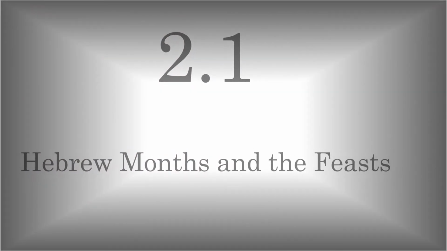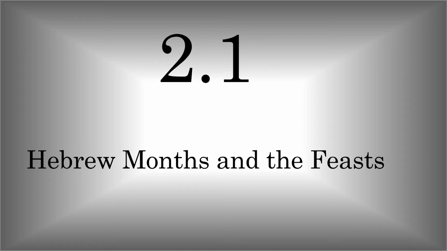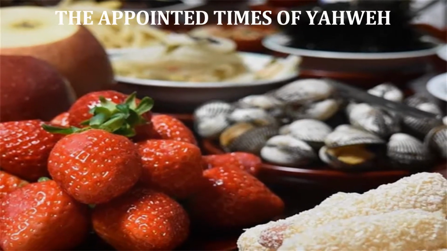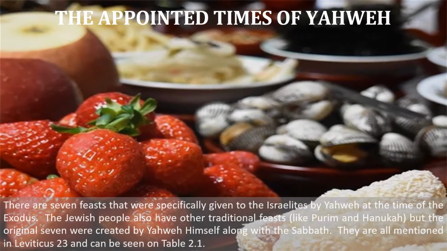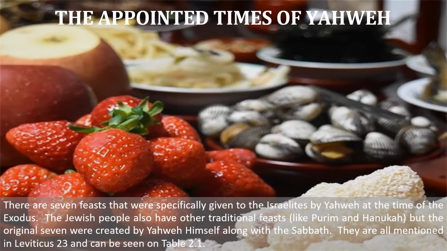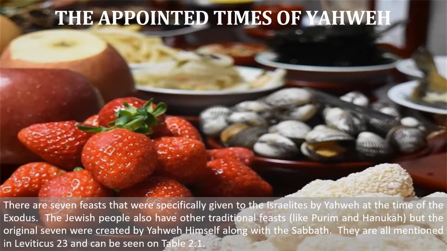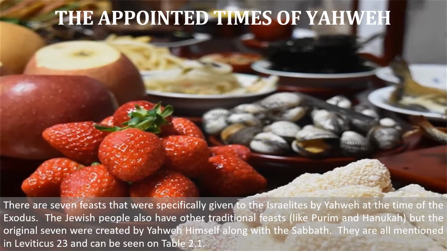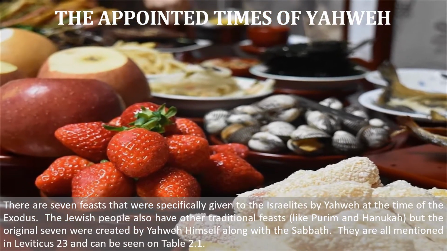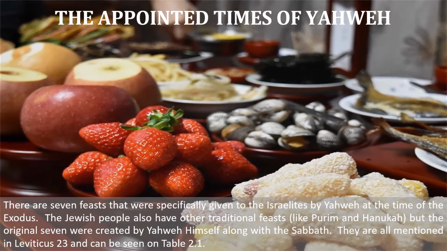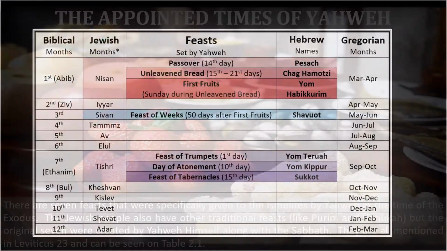Section 2.1 Hebrew Months and the Feasts. The appointed times of Yahweh. There are 7 feasts that were specifically given to the Israelites by Yahweh at the time of the Exodus. The Jewish people also have other traditional feasts like Purim and Hanukkah, but the original 7 were created by Yahweh himself along with the Sabbath. They are all mentioned in Leviticus 23 and can be seen on Table 2.1.